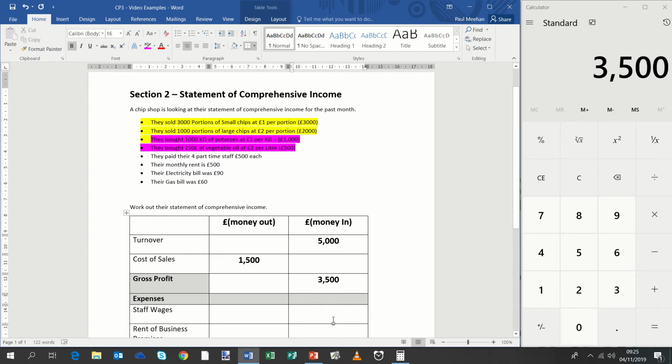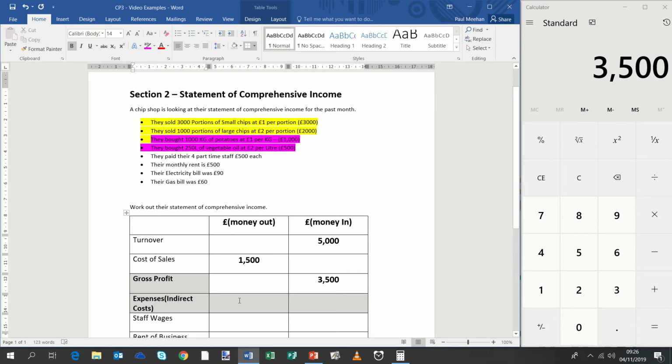And that's our gross profit. But it's not over yet. When we run a business, we've got lots of other things we need to spend money on in order to run it. Expenses. And these are also sometimes known as indirect costs. Okay? So sometimes expenses are referred to as indirect costs.